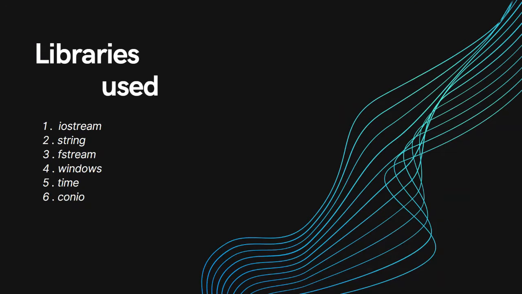Now moving forward to the libraries used in this project. The first one is iostream. This library is used for standard input and output functions. The next is string. The header string defines the class string of the C++ standard library. And fstream. This is part of the input and output library.